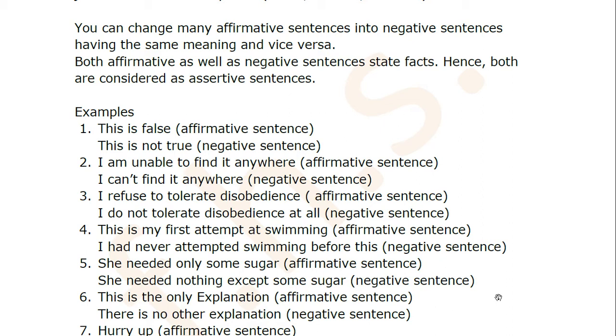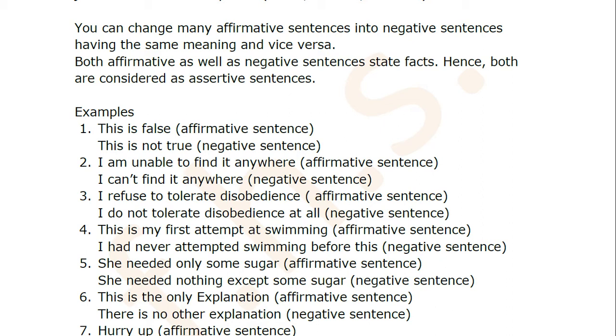Second, I am unable to find it anywhere. Here again you have no negative word like can't, don't, won't. Now how do you change it? You add a negative word. If you are unable means you can't do it.